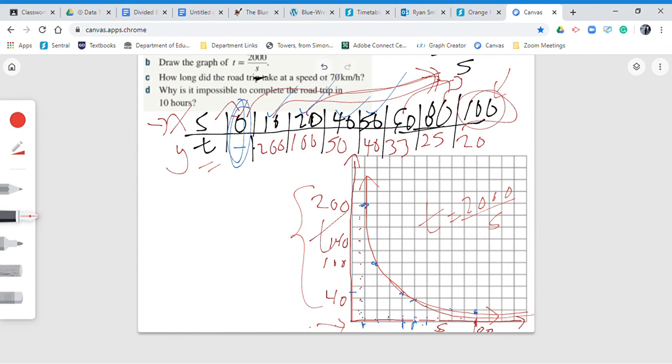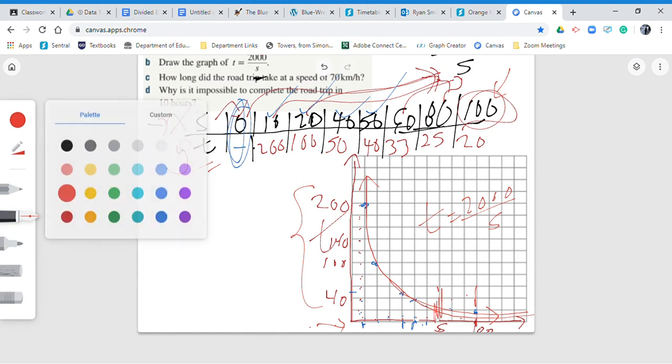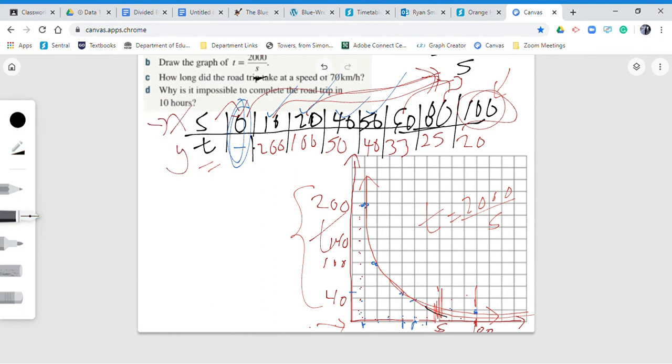How long did the road trip take at a speed of 70 kilometers an hour? So the first thing we can do is take our graph and approximate. So we read to 70, so 100 is here, 90, 80, so 70-ish, and I look to see where my line intersects with 70. This is a little tricky because it's very messy, but I know it's going to be probably somewhere between 33 and 25 hours. So it gives me a rough estimate.